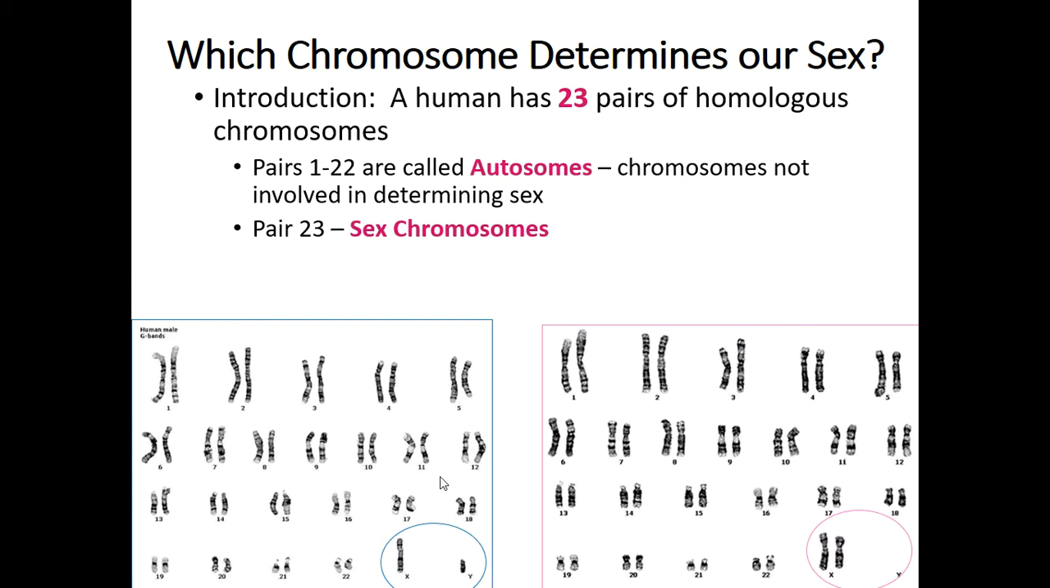And as you can see here, they're different in males and females. Males have an X and a Y, and you can see they're non-homologous, whereas females have two X's. And so when we talk about X-linked traits, we're going to talk about genes that are found on the X. And notice that since females have two copies and males only have one, that's going to change how they're inherited.